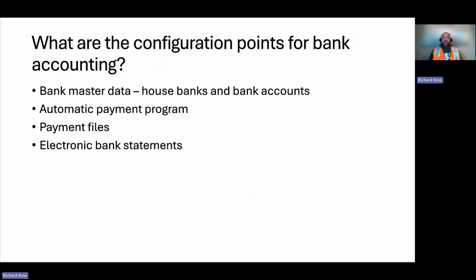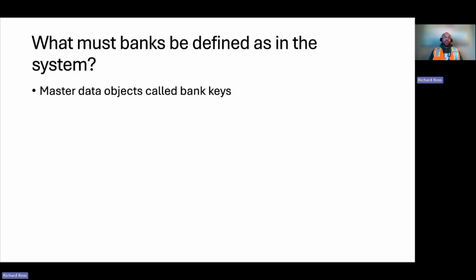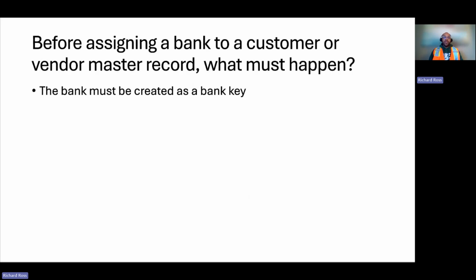What are the configuration points for bank accounting? Bank master data, house banks, and bank accounts, automatic payment program, payment files, and electronic bank statements. What must banks be defined as in the system? Master data objects called bank keys. Before assigning a bank to a customer or vendor master record, what must happen? The bank must be created as a bank key.